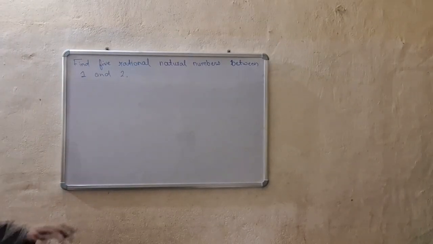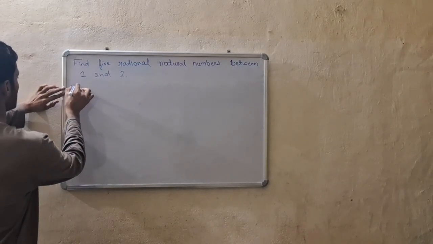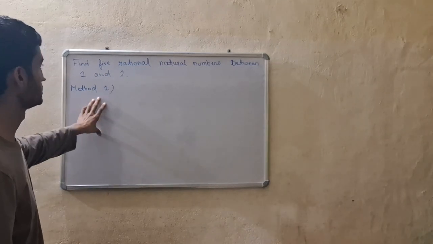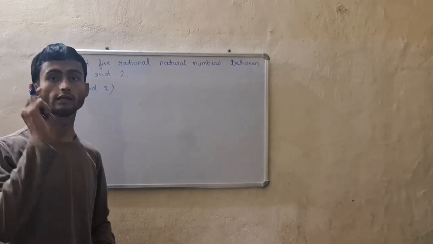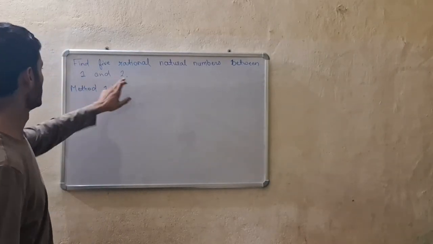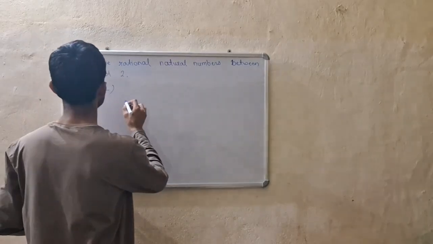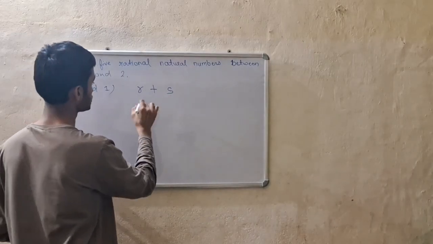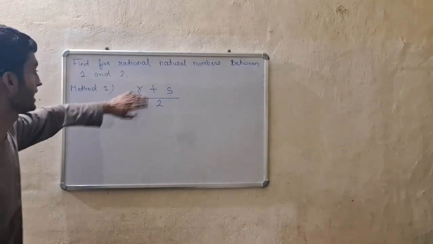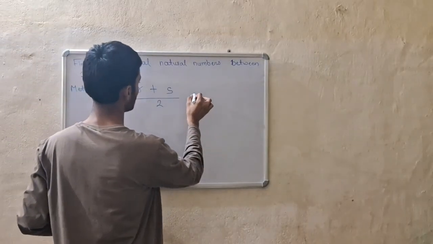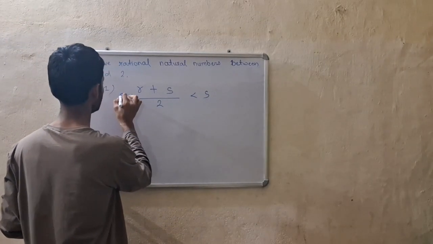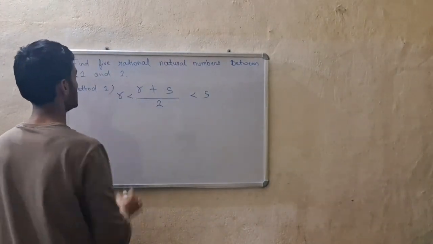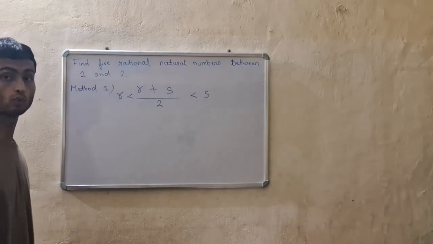So there are 2 ways to approach this problem. Let's say the first approach is method 1. The first method is to find a rational number in the middle. If you have 2 rational numbers, r and s, you take the sum of these 2 rational numbers and then divide it by 2. It is like taking the average of these 2 numbers, and you will get a number which is in between these 2 rational numbers. In this way you will get only one number.